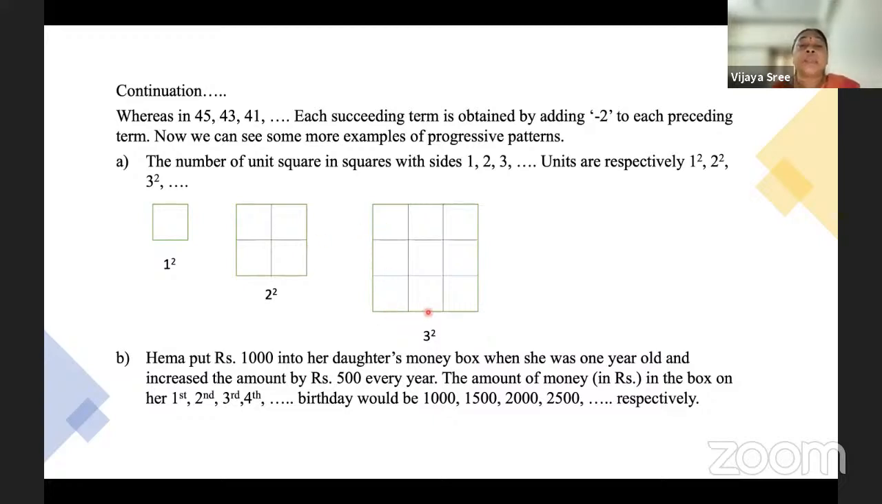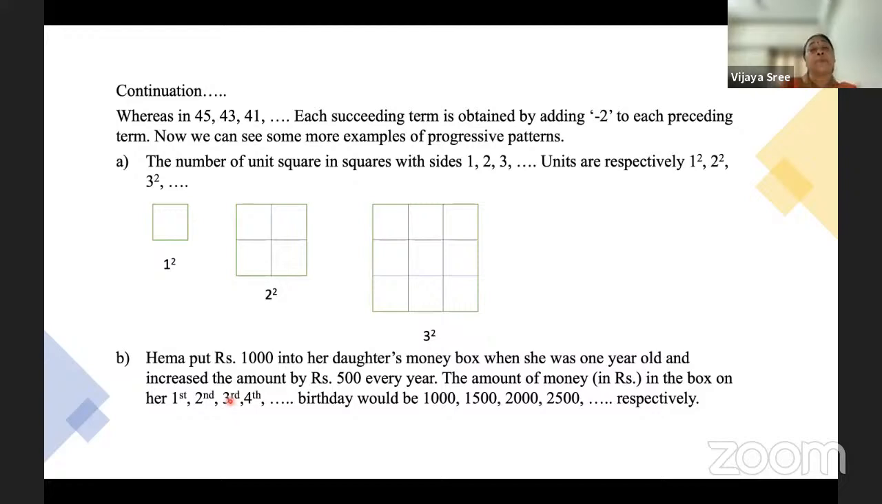This is the 3 unit square. Here the area was 1 square, 1 into 1. This is 2 square. What is the area for this? Next, this is the 3 square. What is the next? Next is the 4 unit square. That is, the area is 4 square. Next, 5 square, like this, and so on. So this is one pattern.